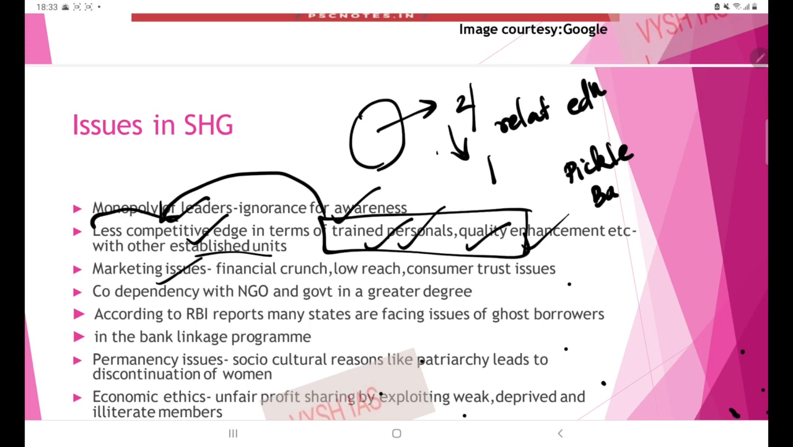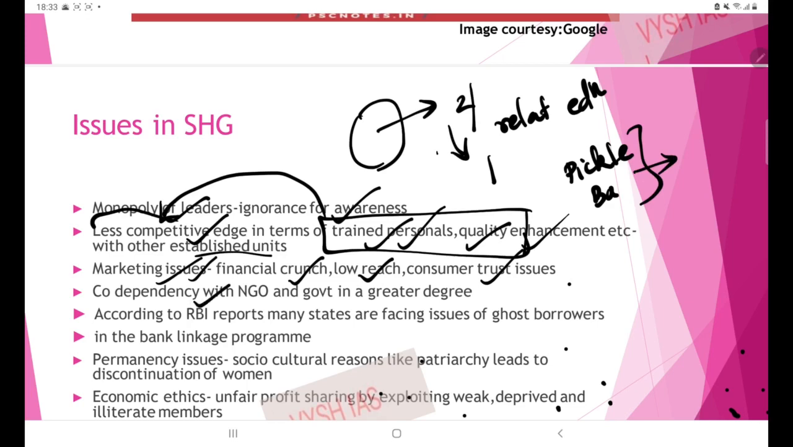Next are the marketing issues. Since they come from a poor background, they won't have that much money to invest in marketing strategies, and they won't have that much knowledge either. So it results in marketing issues for their products. Financial crunch is a problem, lower reach of their products due to the quality issue, consumer trust issues, and certification issues are there. These are matters relating to these small industries undertaken by self-help groups.